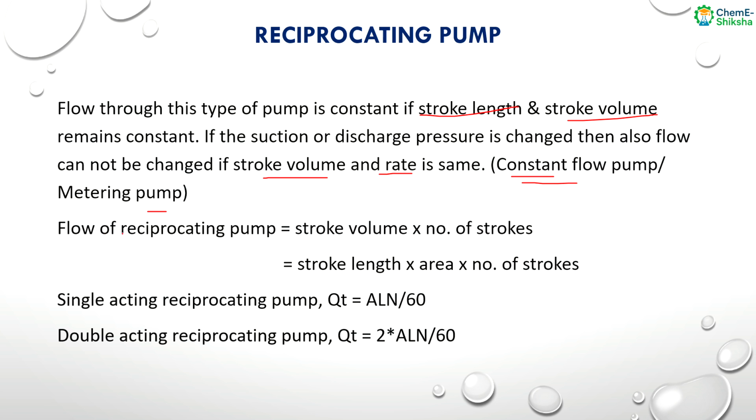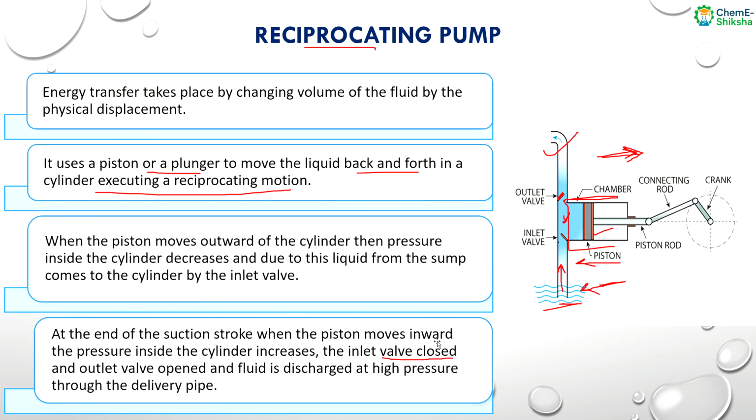The flow of the reciprocating pump is equal to the stroke volume times the number of strokes. This stroke volume can be written as the stroke length times area, times the number of strokes. So for a single acting reciprocating pump, Qt equals A times L times N by 60. A is the area of the cylinder, L is the stroke length, and N is the speed. And for a double acting reciprocating pump, Qt equals 2 times A times L times N by 60. This picture we see over here is a single acting reciprocating pump.